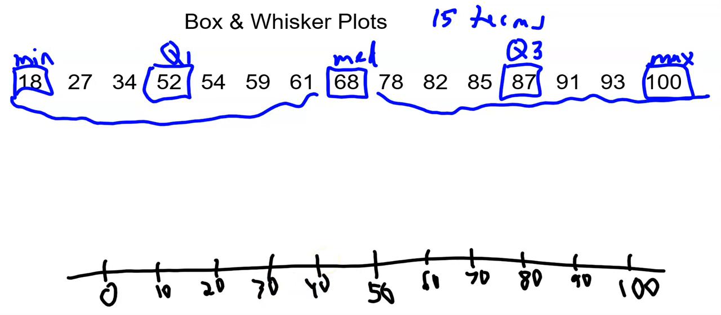So I'm going to plot just those. It's called the 5-number summary. I need the minimum value, which is 18, which is somewhere. I'm going to plot it up above here. So about 18 is right there. That's the minimum value. Q1 is 52, so that's right about here. That's Q1. That's the minimum. The median is 68, somewhere about here. That's the median.